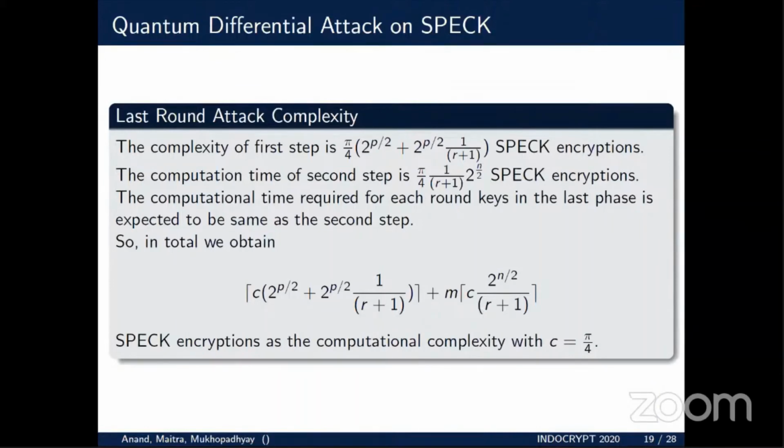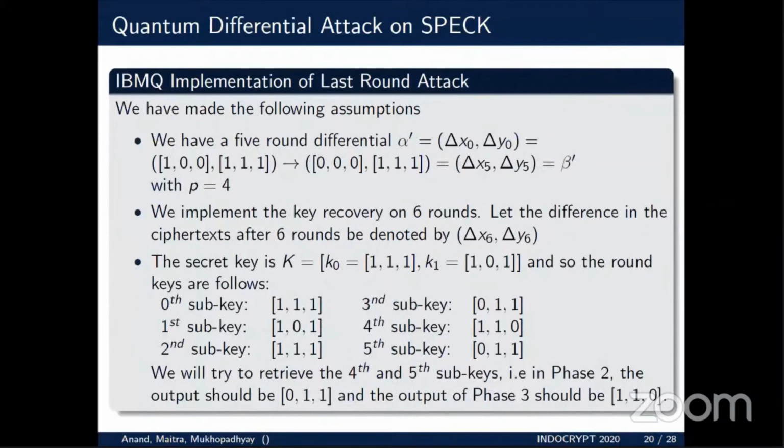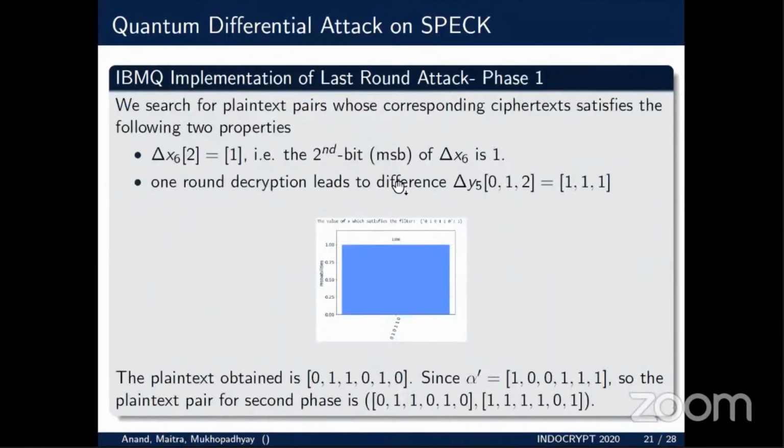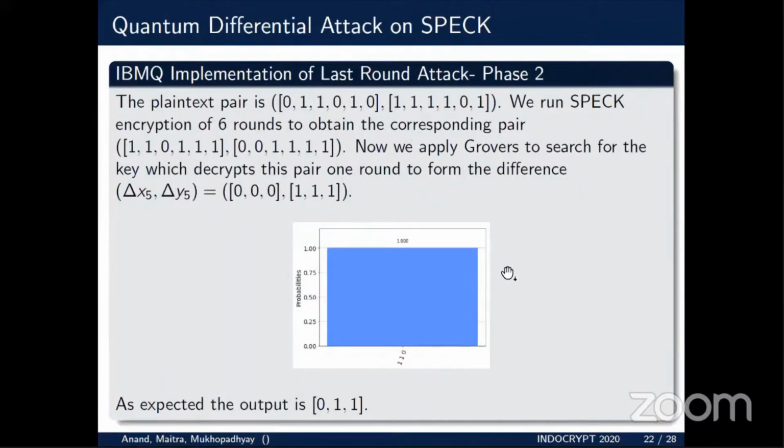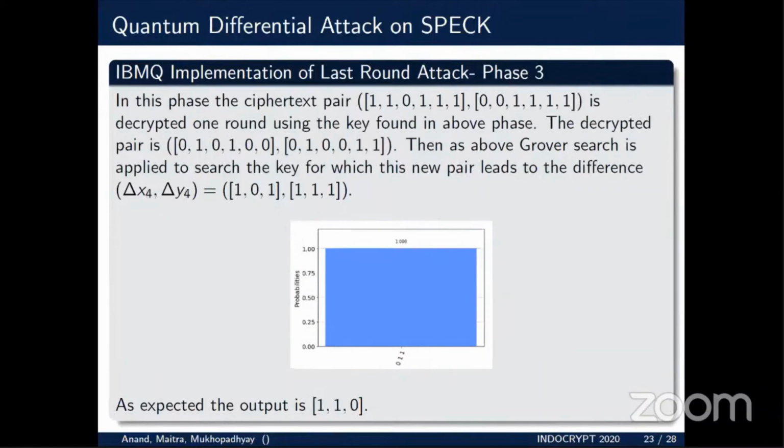So we ran this on a toy cipher where we have the following assumptions: that we have a trail of 5 rounds, and we run this attack for 6 rounds and try to recover the last round key. So in phase 1, we tried to find the plaintext pairs which would satisfy that given trail, and we found this result. And in phase 2, we tried to find the round key which would satisfy that sixth round subkey, and as expected, the output was this. And in phase 3, since we need to find one more round key, we found the round key here. So our key that we needed was successfully found here.